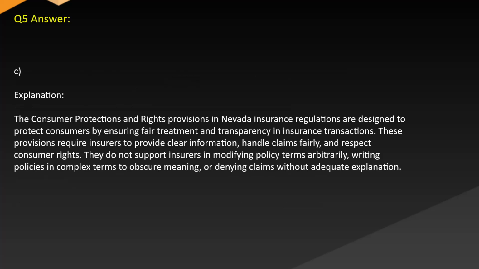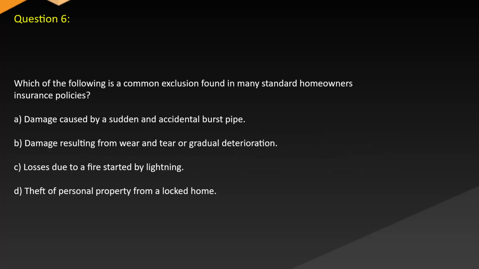Answer: C. Explanation: The consumer protections and rights provisions in Nevada insurance regulations are designed to protect consumers by ensuring fair treatment and transparency in insurance transactions. These provisions require insurers to provide clear information, handle claims fairly, and respect consumer rights. They do not support insurers in modifying policy terms arbitrarily, writing policies in complex terms to obscure meaning, or denying claims without adequate explanation.